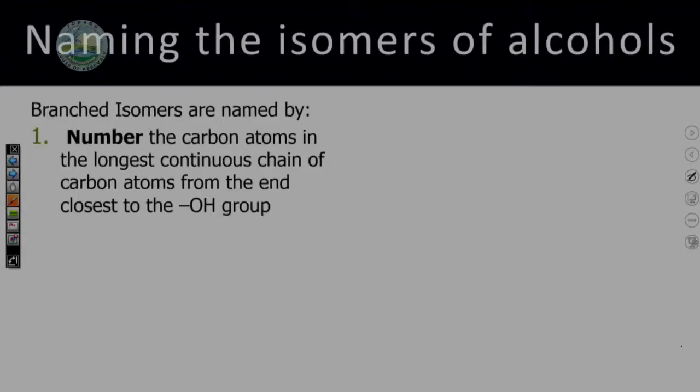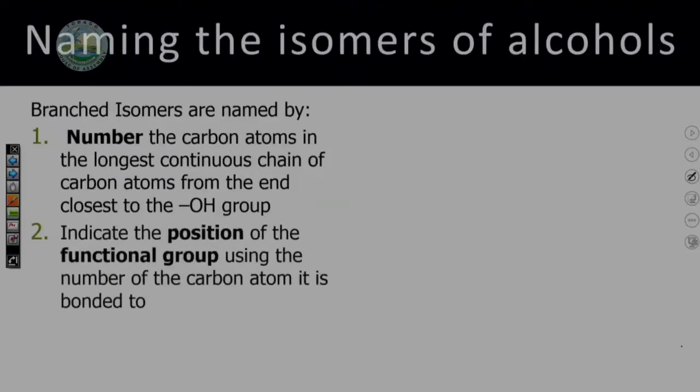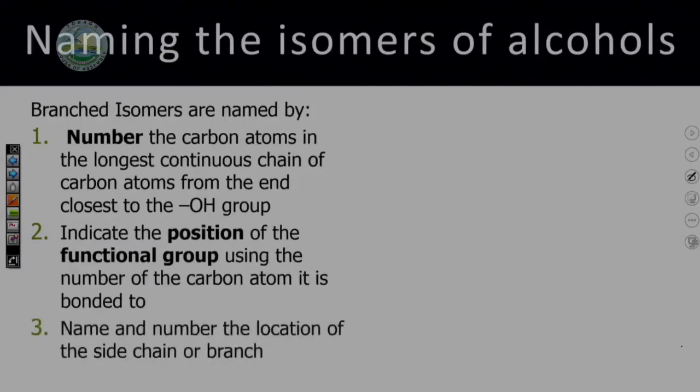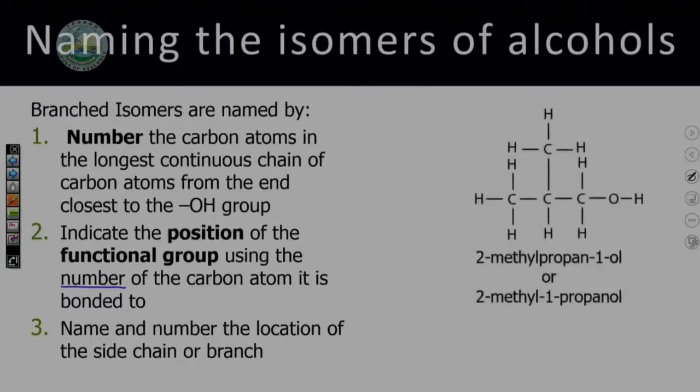The branch isomers are named by: 1, number the carbon atoms in the longest continuous chain of the carbon atoms from the end closest to the OH group. 2, indicate the position of the functional group using the number of the carbon atoms it is bonded to, just as we did in the first one. And 3, name and number the location of the side chain or the branch. So let's look at that. So this is our next example here. How did we derive these names?